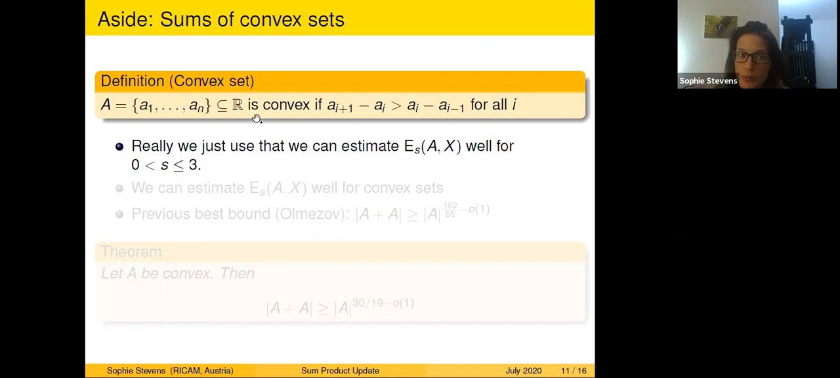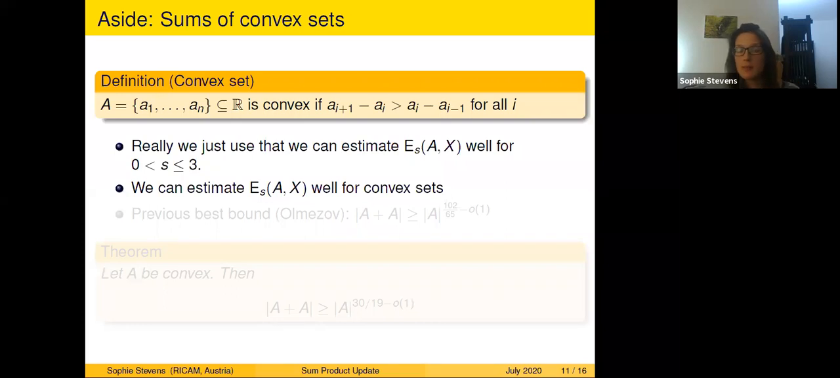So a set of real numbers is said to be convex if we line them up and order them and we look at the consecutive differences. These consecutive differences always grow. And for convex sets, so if A is convex and X is an arbitrary set, we can estimate E of S well. And this comes from the Solymosi theorem. So it's a really similar trick to the one that we used before.